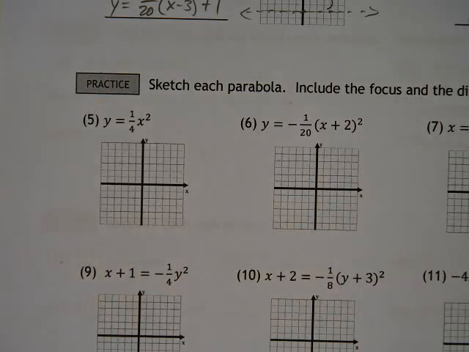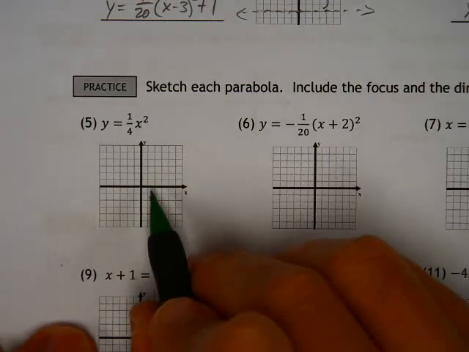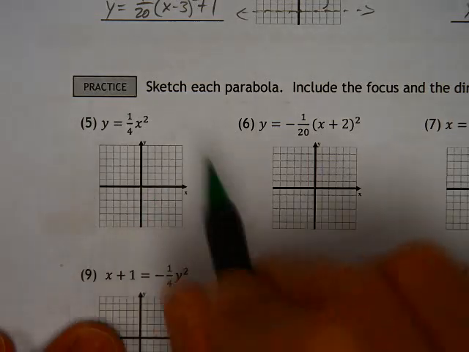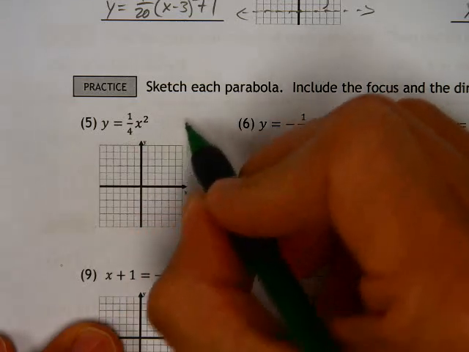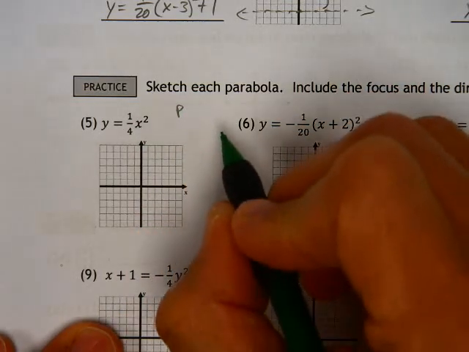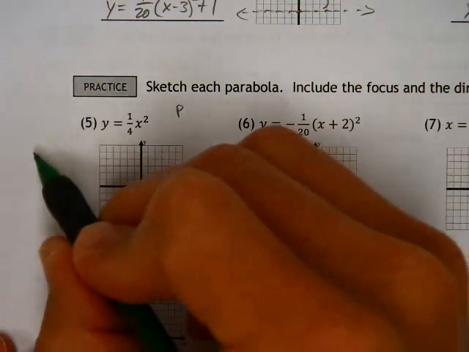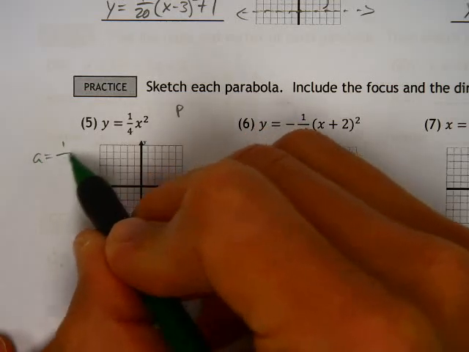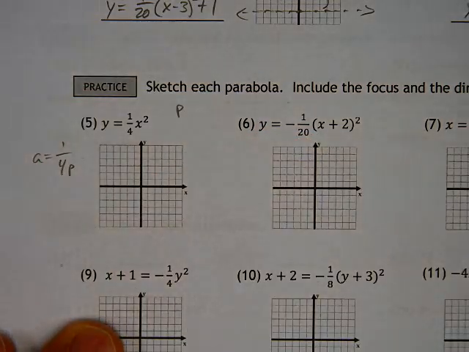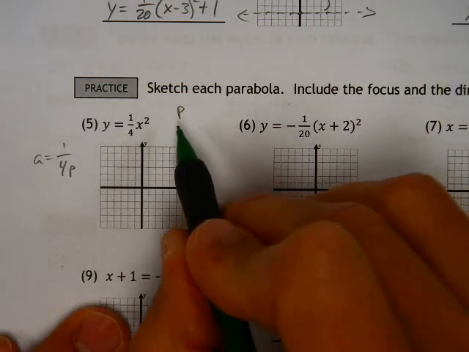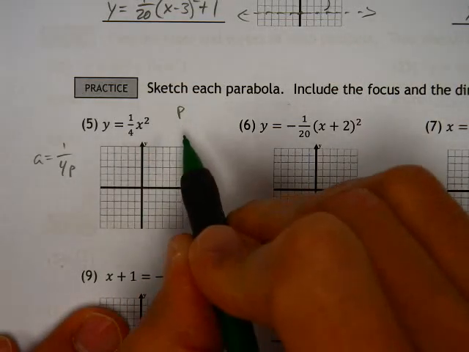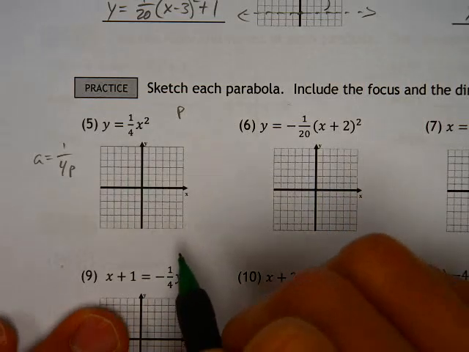Okay, we're going to do two of these. We'll start by just sketching the graph. We're basically working backwards from what we did a moment ago. We need to find the value of p, and we need to be reminded that a equals 1 over 4p. We need the p-value because p is the distance from the vertex to the focus, and that'll help us set this up.